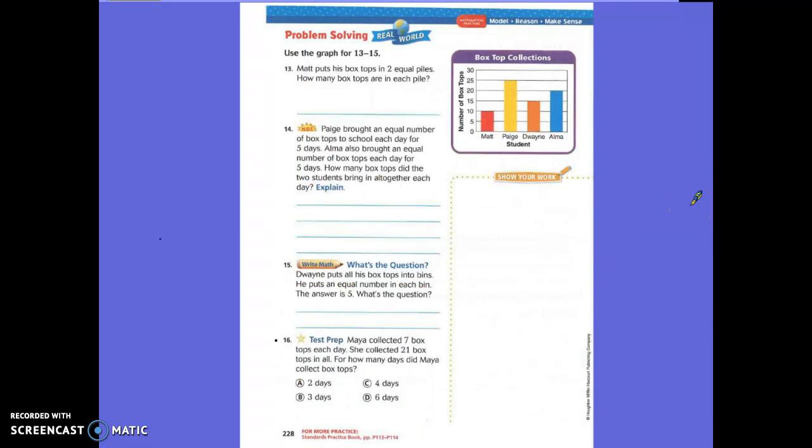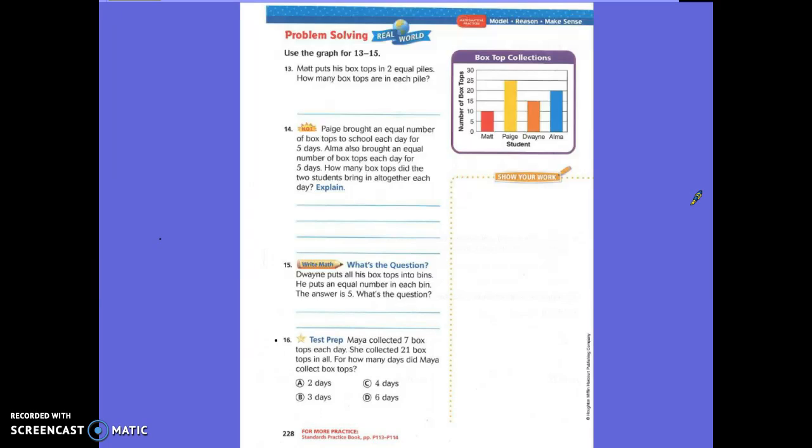Problem solving. Let's read number 13. Matt put his box tops into equal piles. How many box tops are in each pile? Where do we have to look to help us find more information? This is not enough. We need more. Carter? The graph. What kind of graph is this? A bar graph.